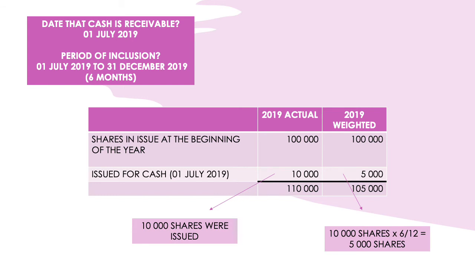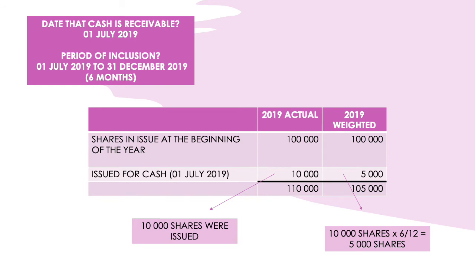So we actually had 100,000 shares in issue at the beginning of the year, so that is why it goes under our actual column. Then we also take 100,000 shares to our weighted column because these shares were in issue at the beginning of the year. There was no information that any of these shares had been sold or repurchased or whatever the case may be. So that means that we had these 100,000 shares for a full 12 months. 100,000 times 12 over 12 gives you 100,000 in the weighted column.